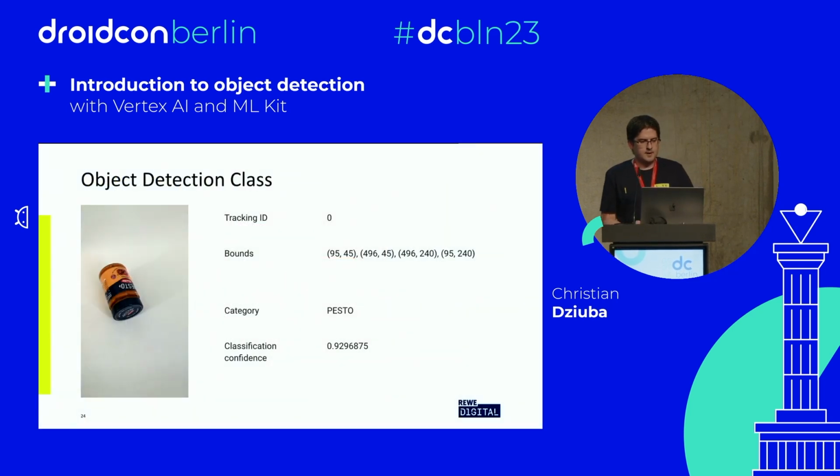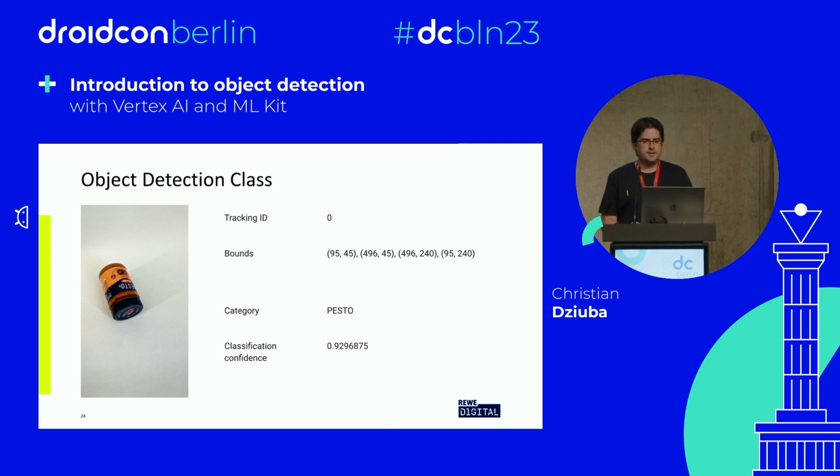So how does the object detection class look? So you're getting a tracking ID. So for example, if you have an object that is moving in a live video stream and you want to compare it from frame to frame, there's a tracking ID for your object, so you can re-recognize where it moved. So if you have different objects moving in the picture, you can identify them by the tracking ID.